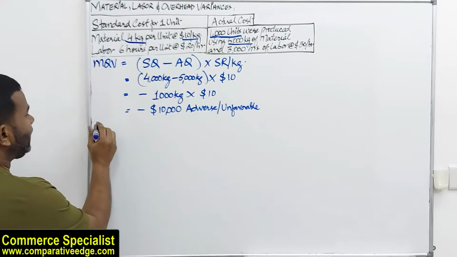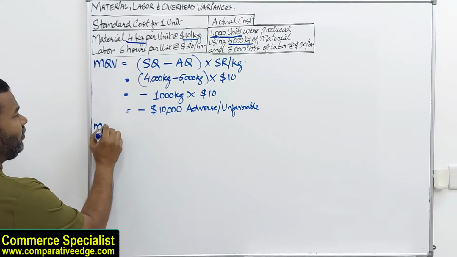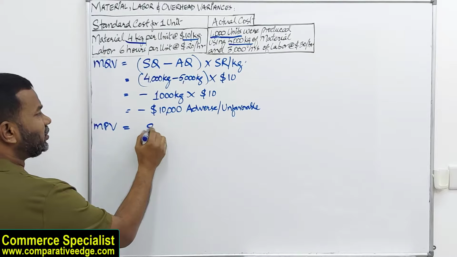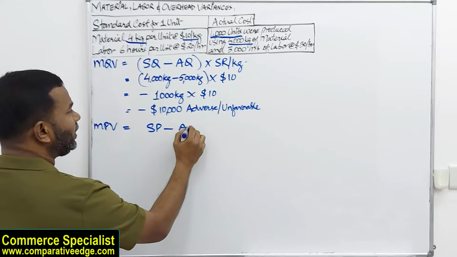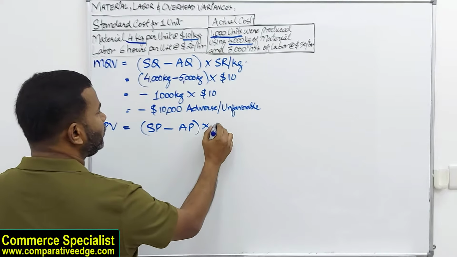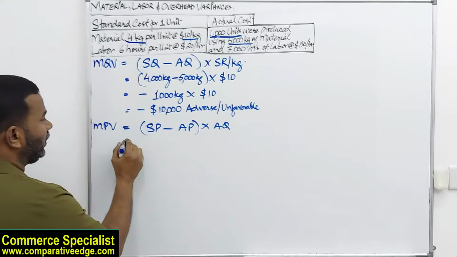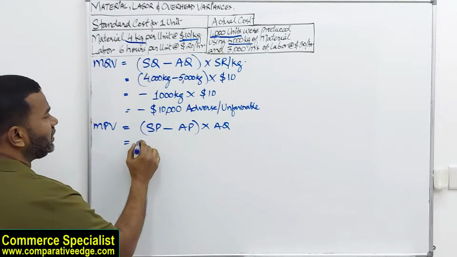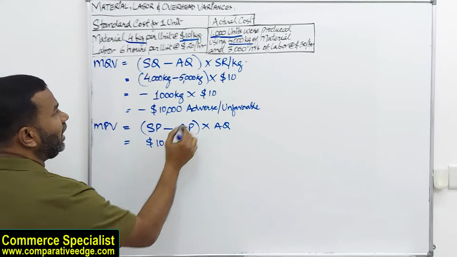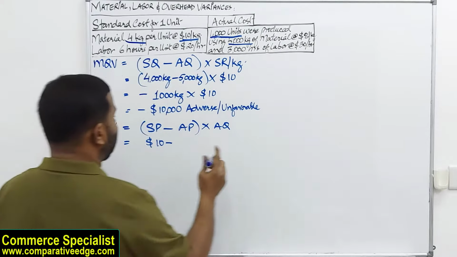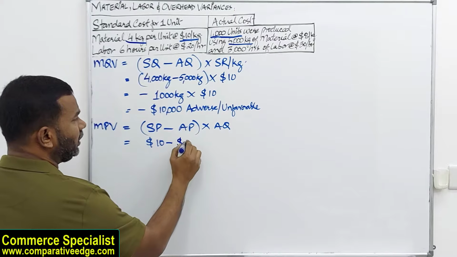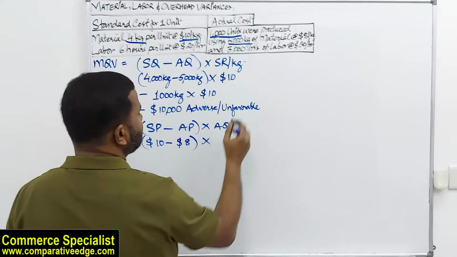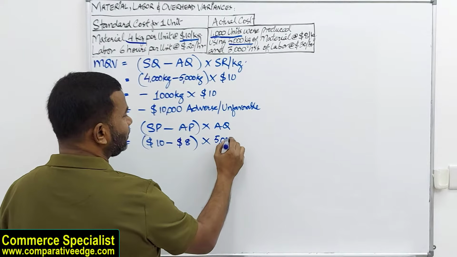The second variance we can calculate for material is material price variance, MPV. The formula is standard price minus actual price into actual quantity. Now this is very straightforward. Standard price for material is given here, which is $10. Actual price is given here as $8 per kilogram, so $8 into actual quantity, which is 5000 kilograms.